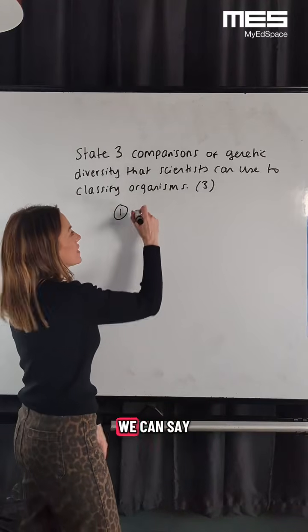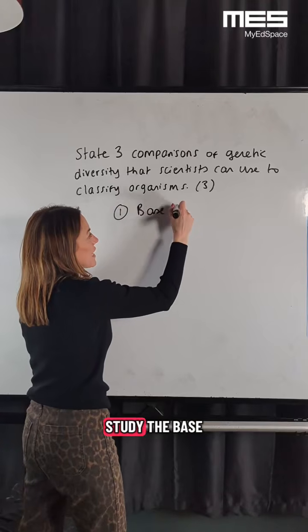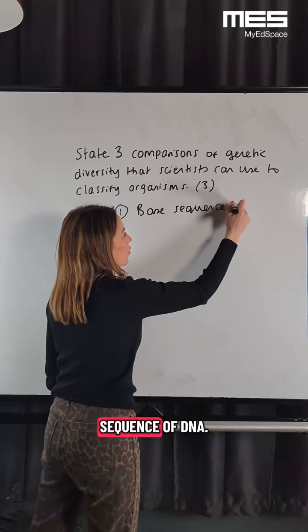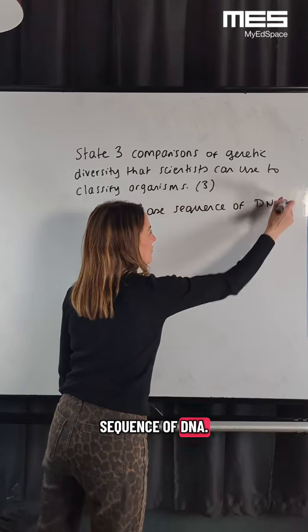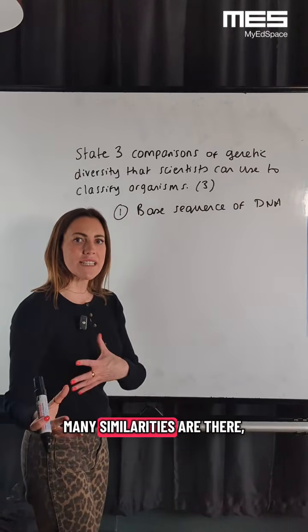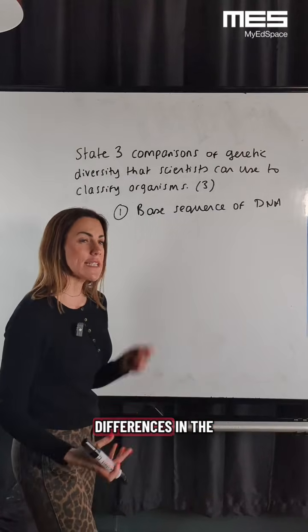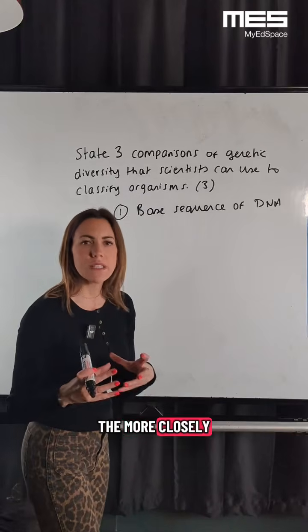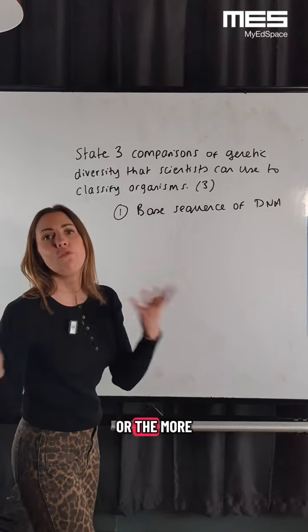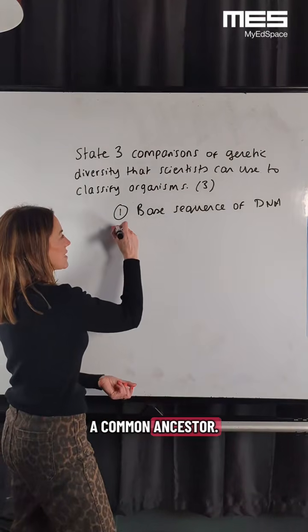The first thing we can say is you can study the base sequence of DNA. So you'd be looking for how many similarities are there, how many differences are there. Obviously, the fewer differences in the base sequence of DNA, the more closely related the species are, or the more recently they shared a common ancestor.